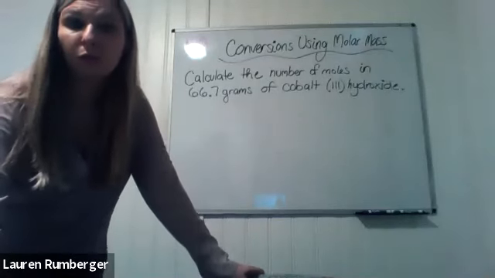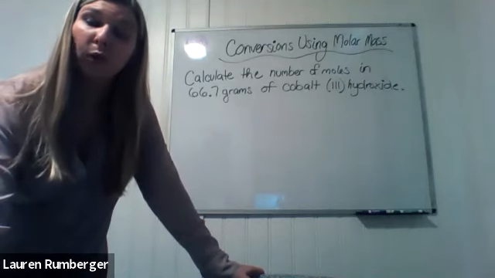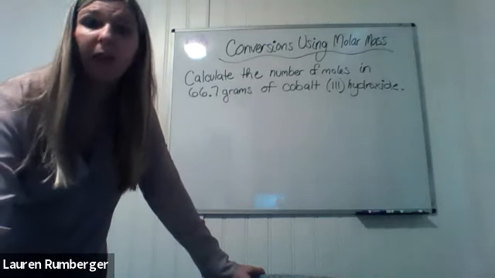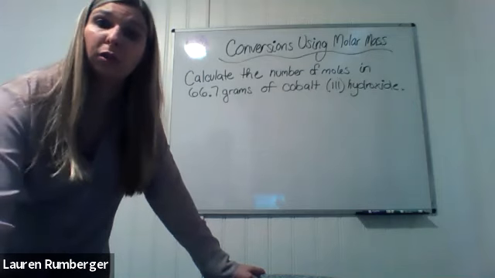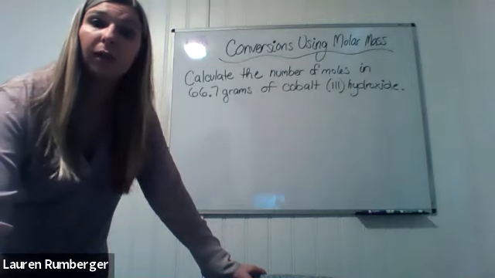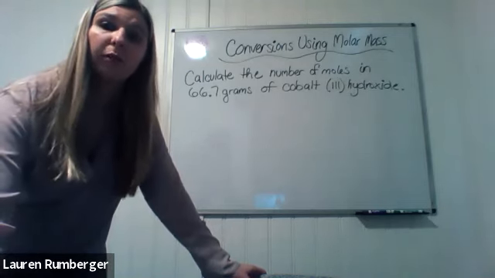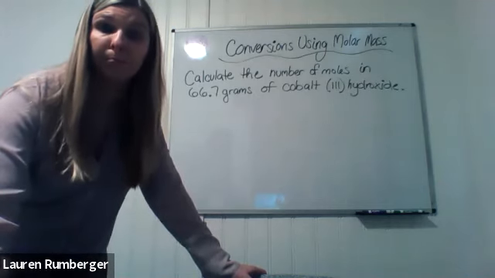You were just introduced to calculating molar mass. In this video, we will apply molar mass as a conversion factor in order to convert between grams to moles and vice versa. This first problem states, calculate the number of moles in 66.7 grams of cobalt-3 hydroxide.